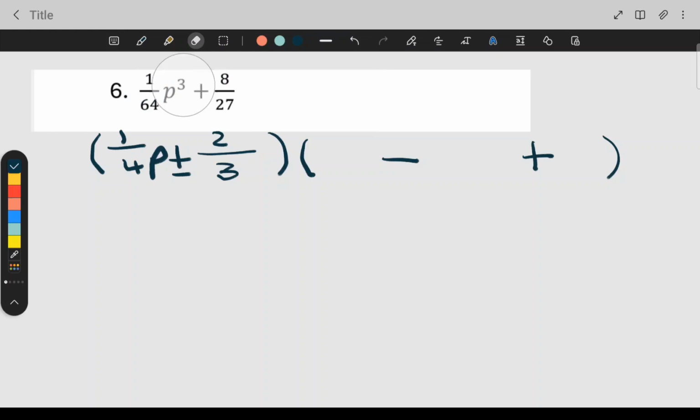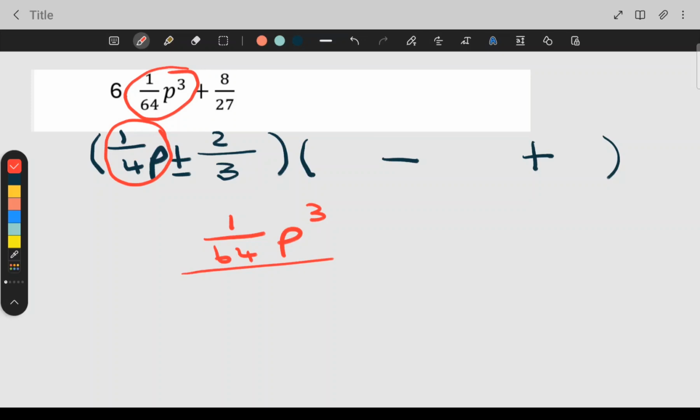Now, let's see how we are going to get the other terms. So do you remember I said to get the first term, it's this divided by this. So I'm going to do it here. You do it on the side. You don't get marks for this, eh? Let's go. 1 over 64 divided by 1 over 4. You can do it on your calculator. That will give you 1 over 16. P to the 3 over P is P squared. So this will go in the first bracket, the first term.